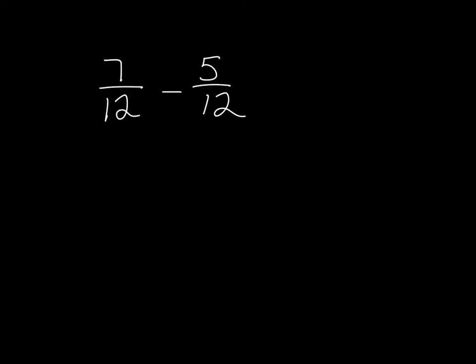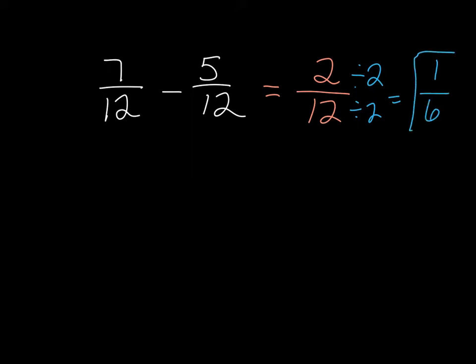Again, we have a common denominator of 12, so we can subtract the numerators. 7 minus 5 is 2. Keep the denominator of 12. Now this fraction can actually be reduced, so we need to divide each of these by a common factor of 2. And that'll give me 1 over 6. Anytime you can, you want to reduce your fraction.